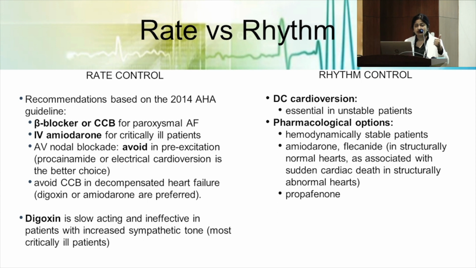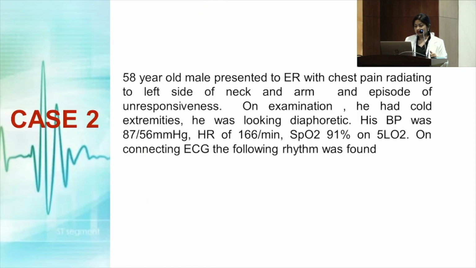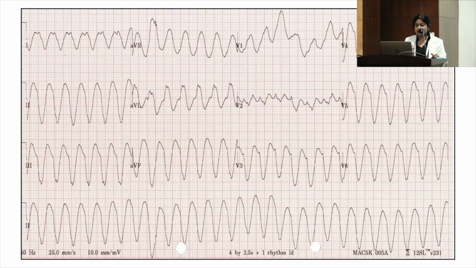Rhythm control: cardioversion. Pharmacological agents, again amiodarone, procainamide, flecainide, but only in a structurally normal heart and hemodynamically stable patients. So, coming to our second case. This is a 58-year-old man who came to the ER with typical chest pain of acute coronary syndrome, precordial chest pain radiating to the arms, and the patient is diaphoretic with some hypotension. And this is the ECG you see.